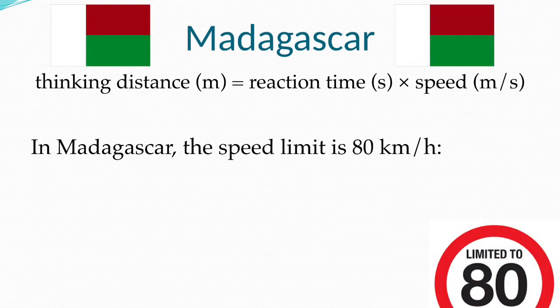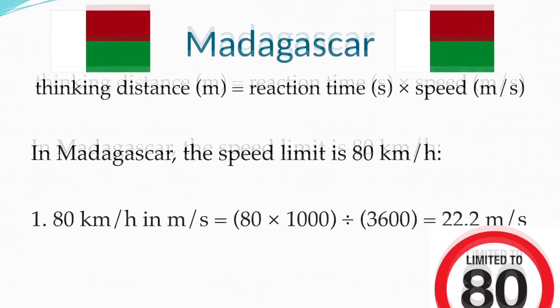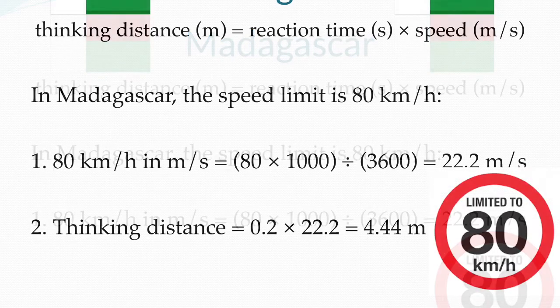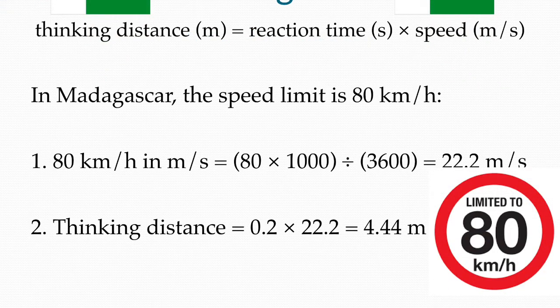The next speed limit is 80 kilometers per hour, so remember, convert it into meters per second first and then calculate the thinking distance. To convert 80 kilometers per hour into meters per second, you would times by 1,000 to get it from kilometers to meters, and then divide by 3,600 to go from hours to seconds. If we have speed in meters per second, we can times it by 0.2, the normal reaction time, to find a distance of 4.44 for the thinking distance.